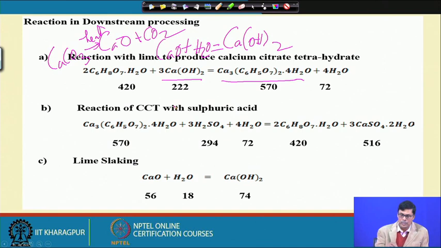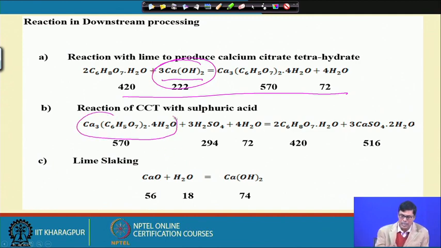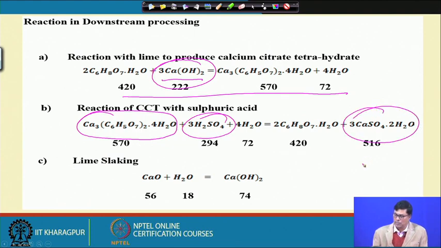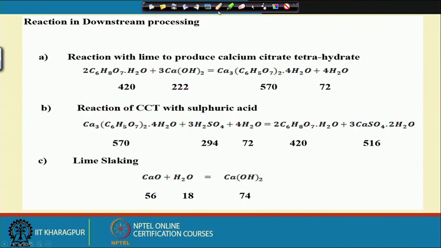This is available in the mines. If you know the stoichiometry, you can easily calculate how much lime is required, and if you know how much calcium citrate is formed, you can find out how much acid is required. If you know how much acid is required, you can also find out how much gypsum is produced. Gypsum is a good ingredient for the cement producing industry.